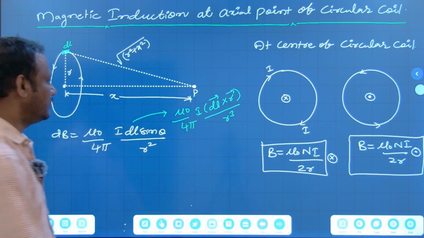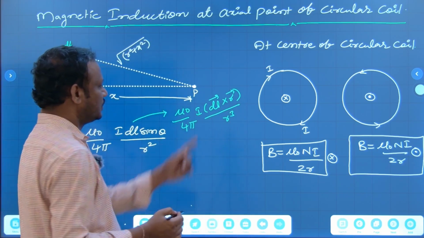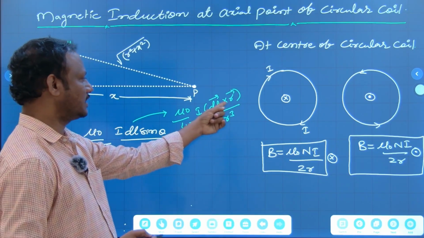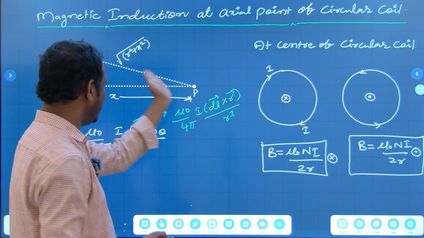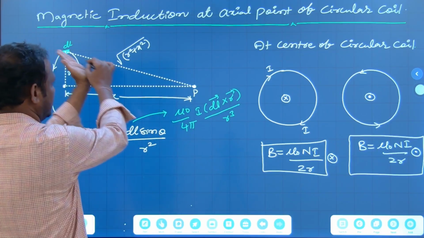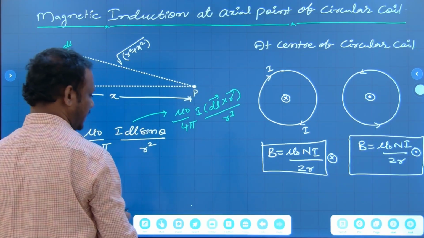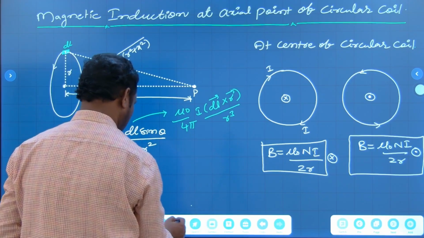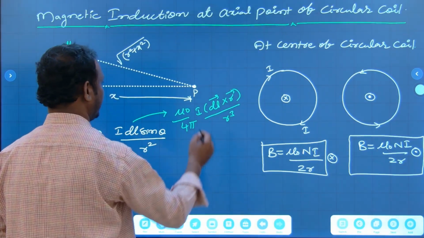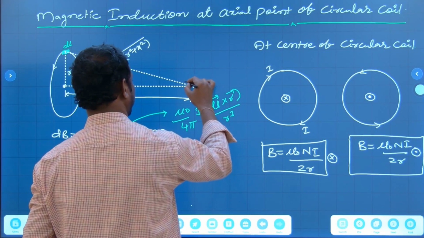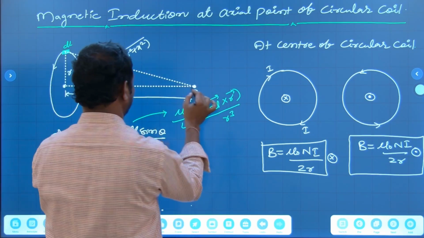Okay, so the angle between these two, dl bar cross r bar, is the vector product. This is the plane. So what is the direction of the magnetic field? The direction of the magnetic field we can take perpendicular to this plane.